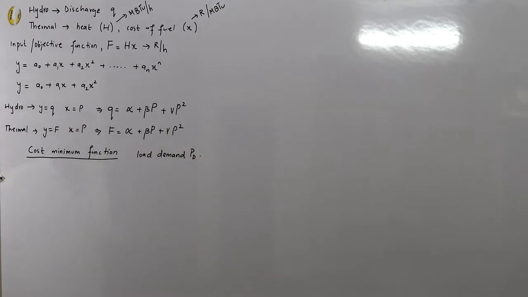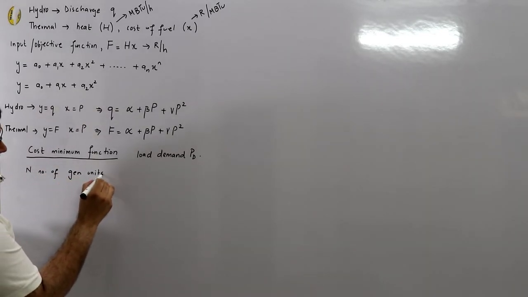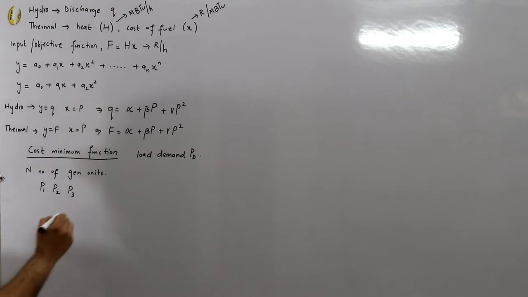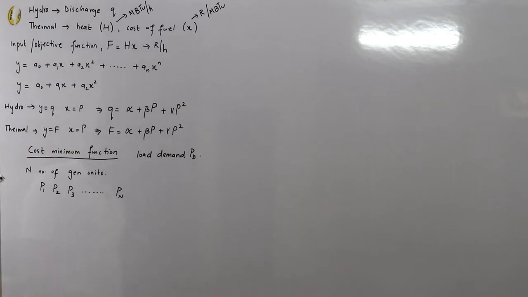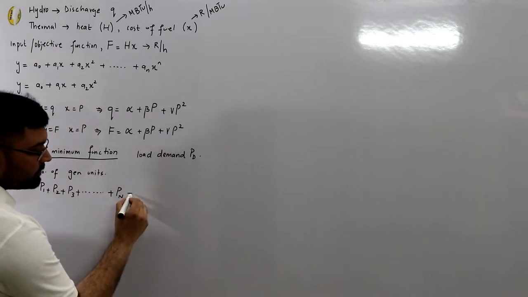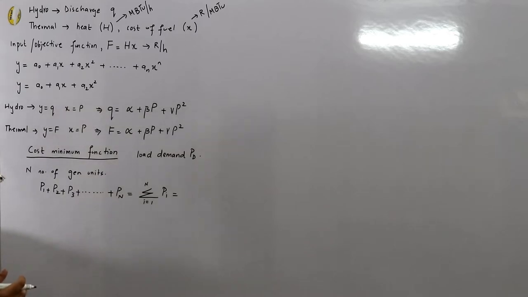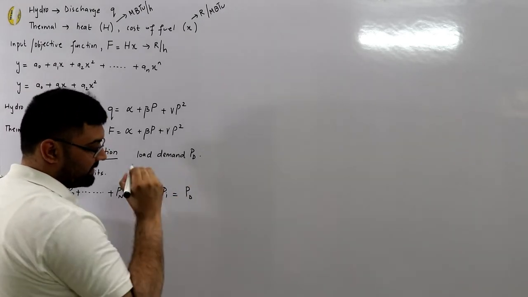At the generation side, you have n number of generating units. Which means unit number 1 is generating power P1, unit number 2 is generating power P2, unit number 3 is generating power P3, up to the nth unit, which is generating power PN. If you sum them all up, P1 plus P2 plus P3 plus up to PN, this would give you the summation, with i running from 1 to N, of Pi. You have to make it equal to the load demand.